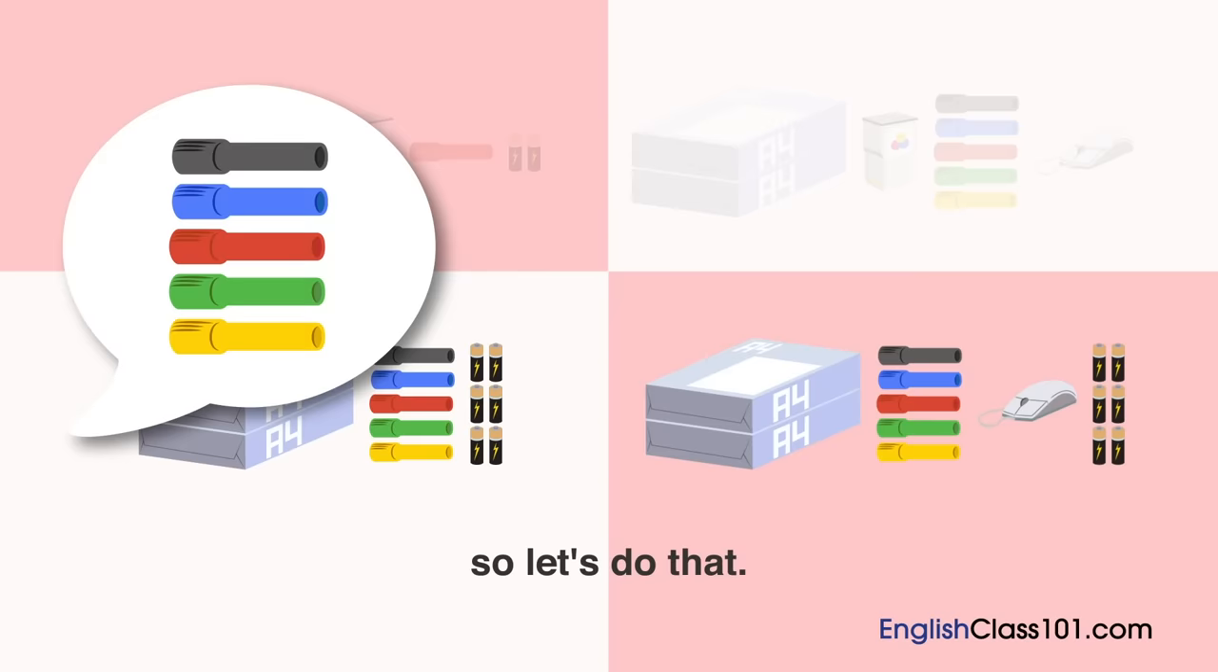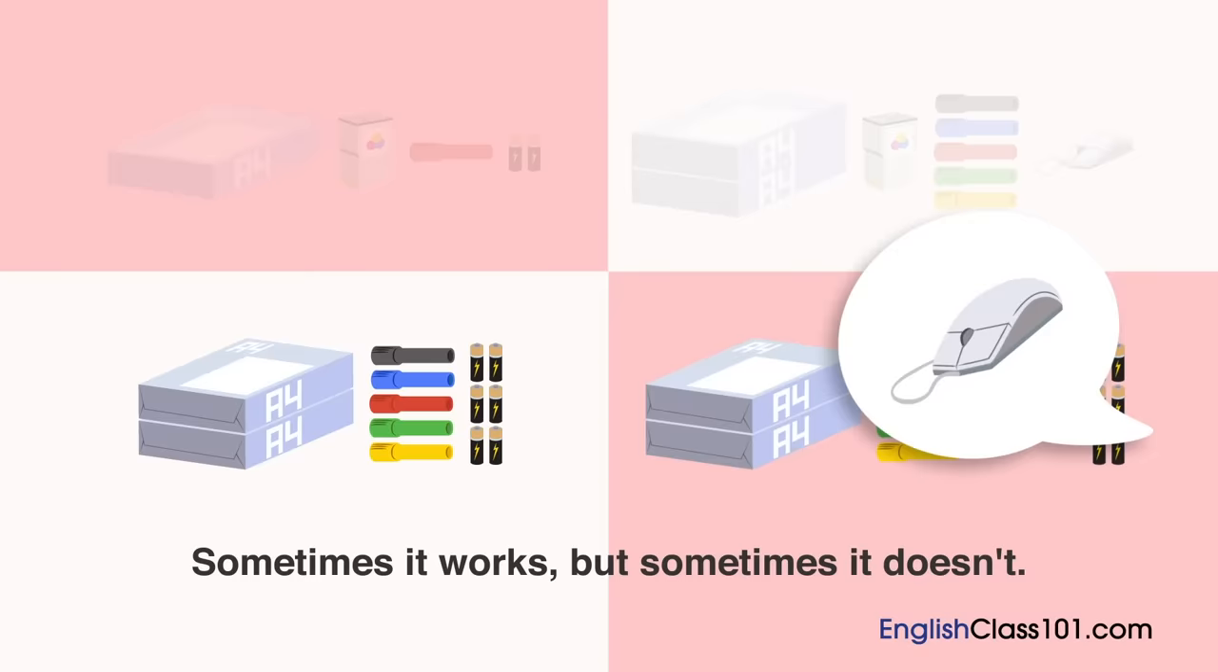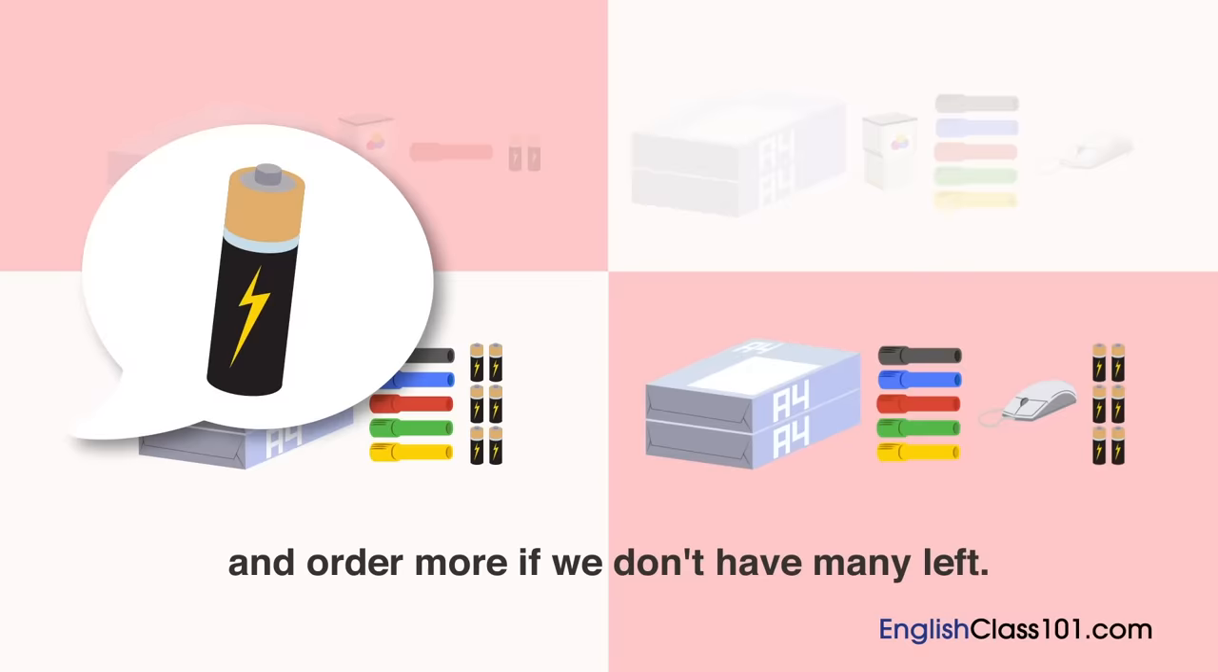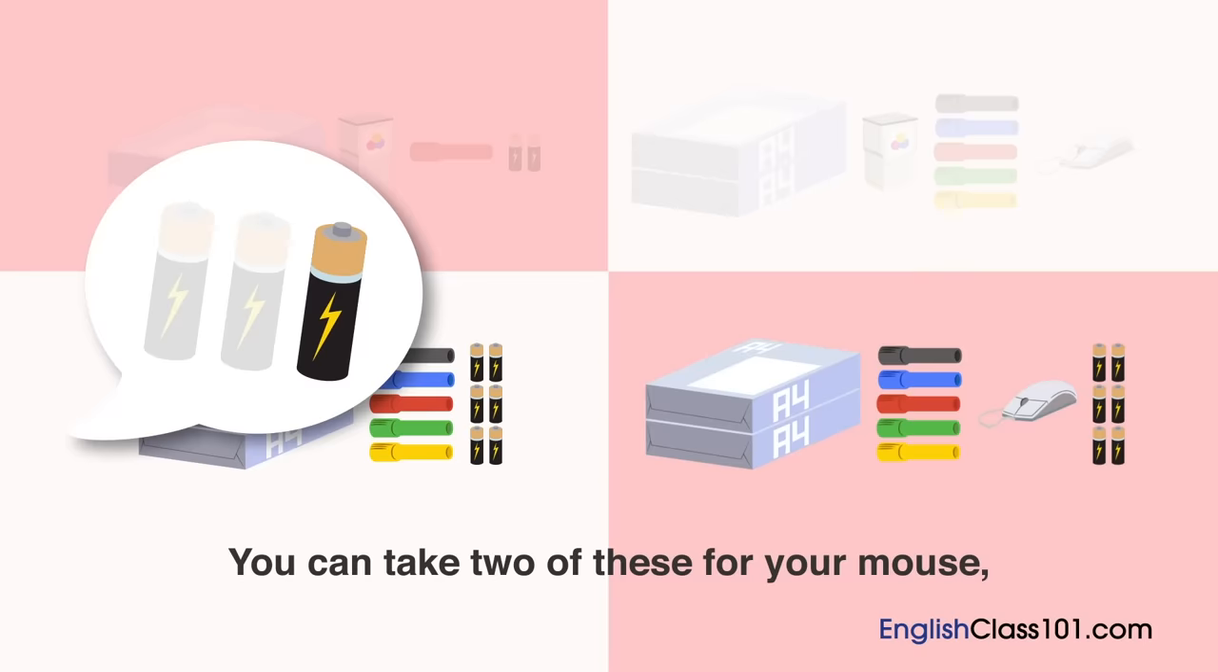Okay. And while we're at it, can we order a mouse? Sometimes it works, but sometimes it doesn't. That's probably because it's running out of batteries. Let's check the stock of batteries and order more if we don't have many left. Sure. Well, we have 3 batteries here. You can take 2 of these for your mouse, but buy a 6-pack of batteries to replace them.